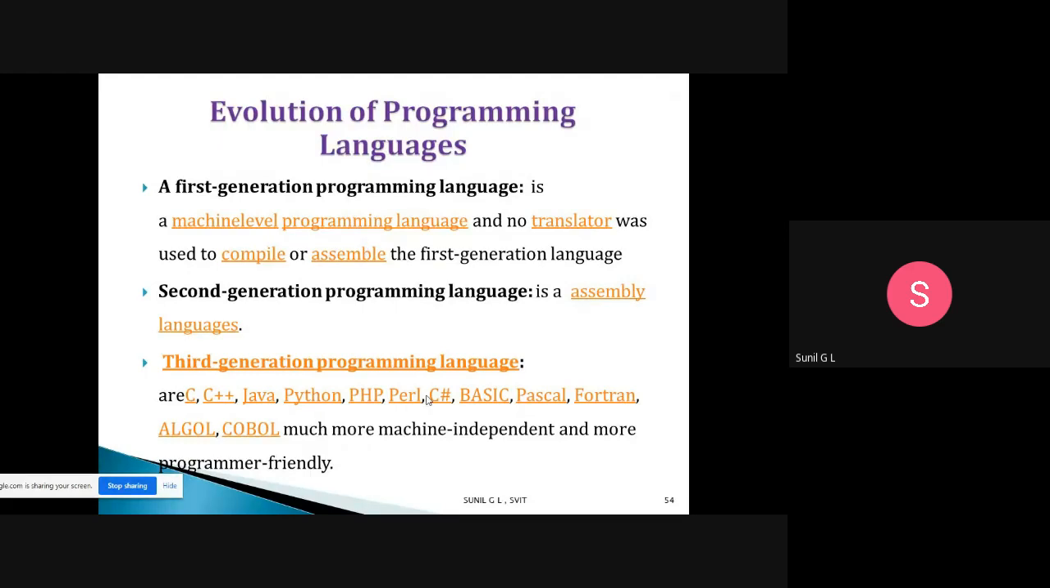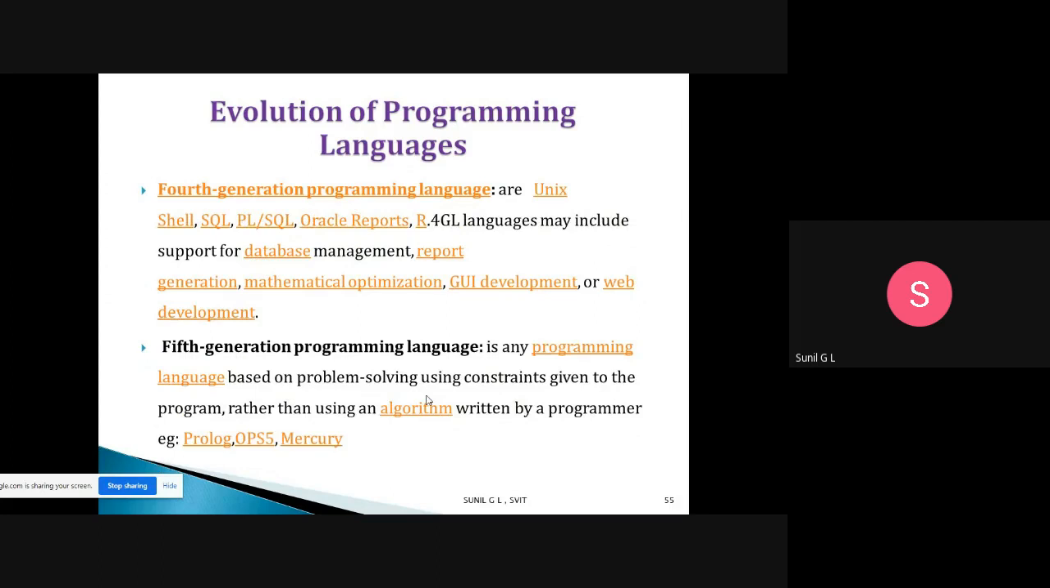In the third generation, we have C, C++, Java, Python, Perl, C#, Basic, Pascal, Fortran. Whatever higher level languages we are using come under the third generation. Next, in the fourth generation, we have SQL, Oracle Reports, Unix shells, PL/SQL. All those come under database management programming and reporting, mathematical optimization, GUI, and web development.